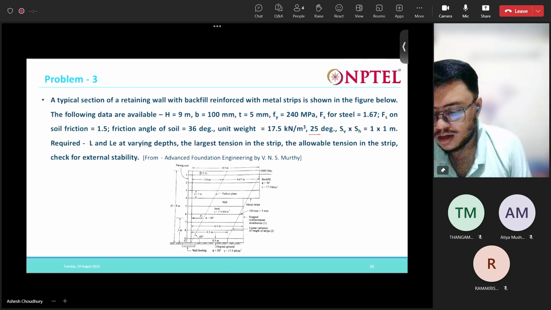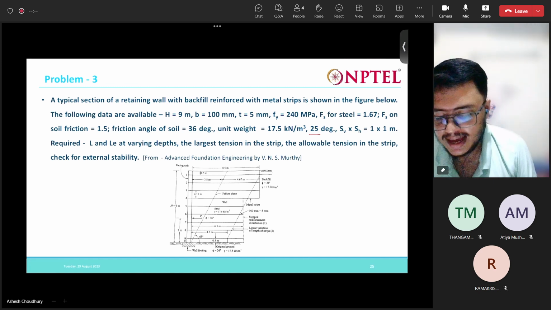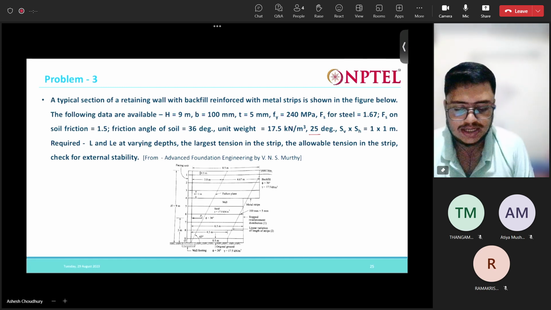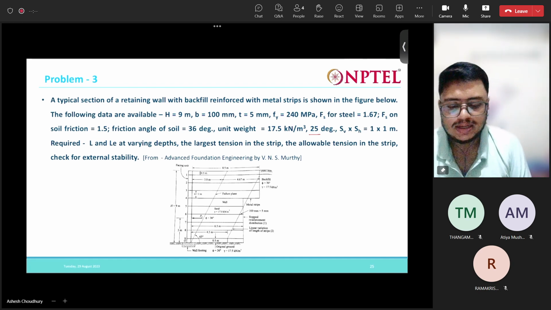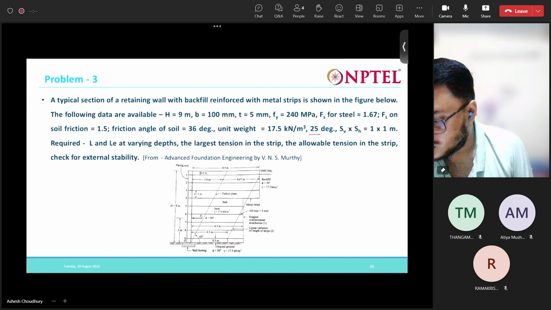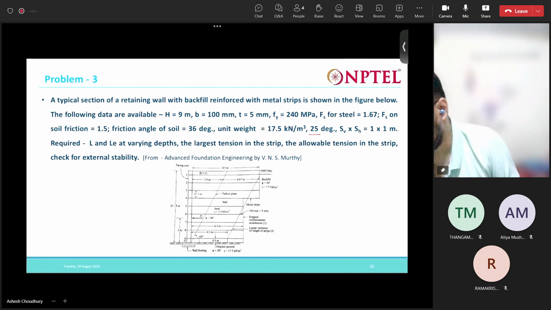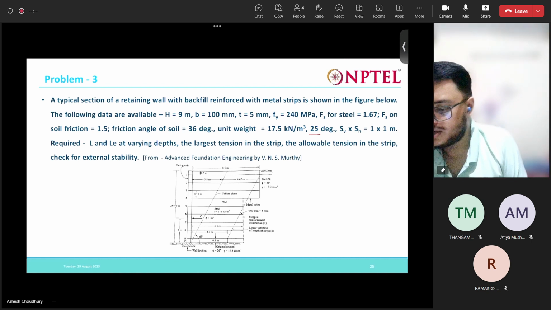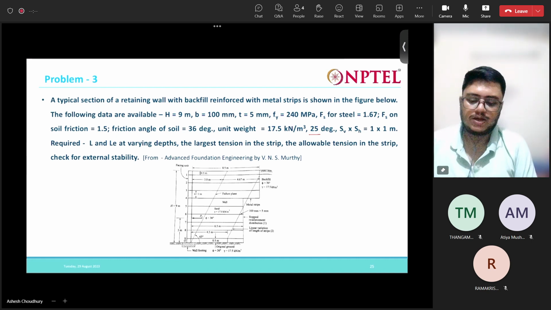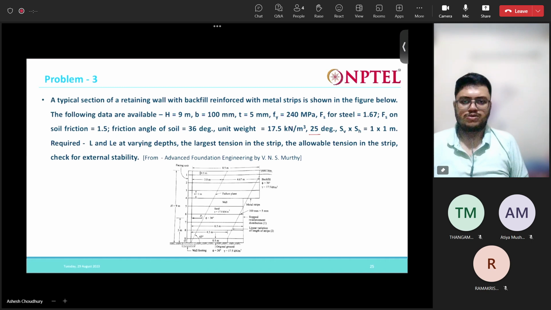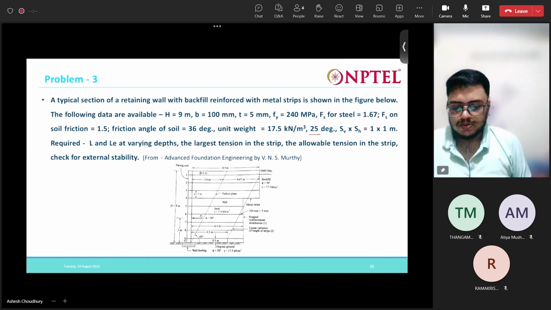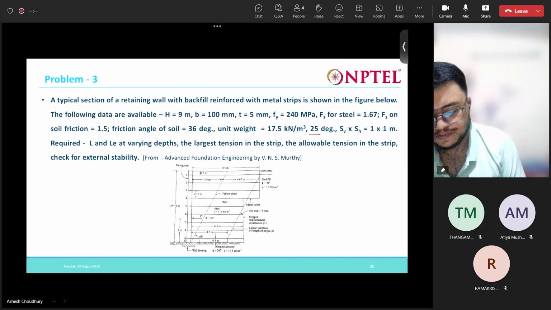All right, so what is required? The L and the LE at varying depths, the largest tension in the strip, the allowable tension in the strip, and the check for external stability. So let us do one by one. Here we will be solving it in a different way from the method we used for the previous problem. So let us start.